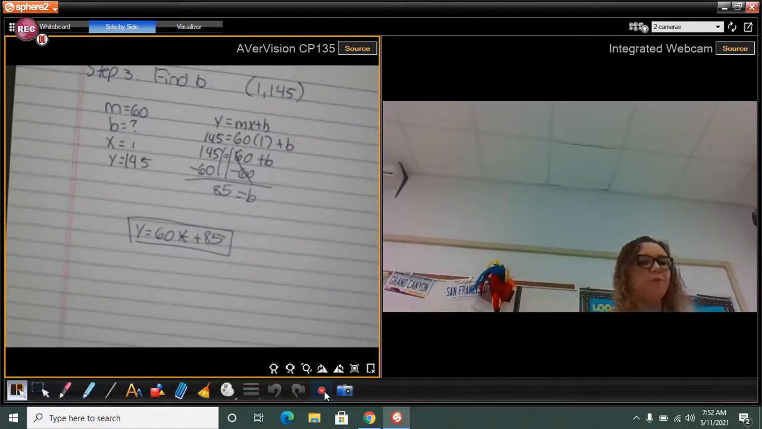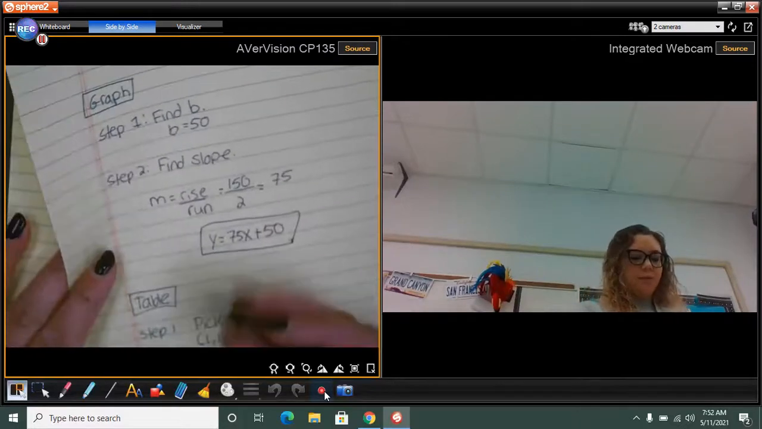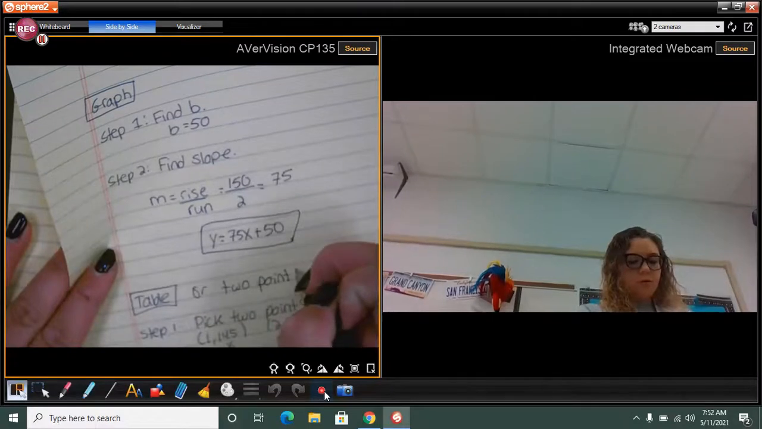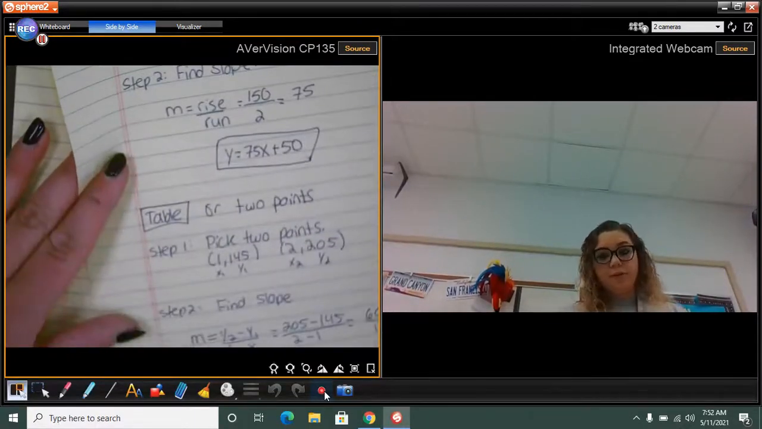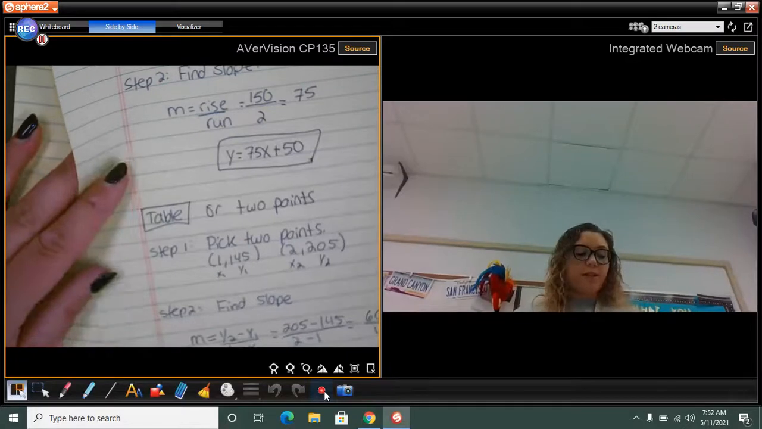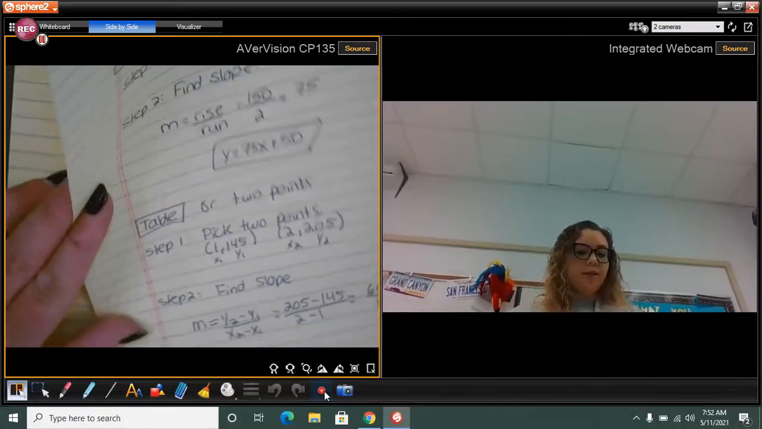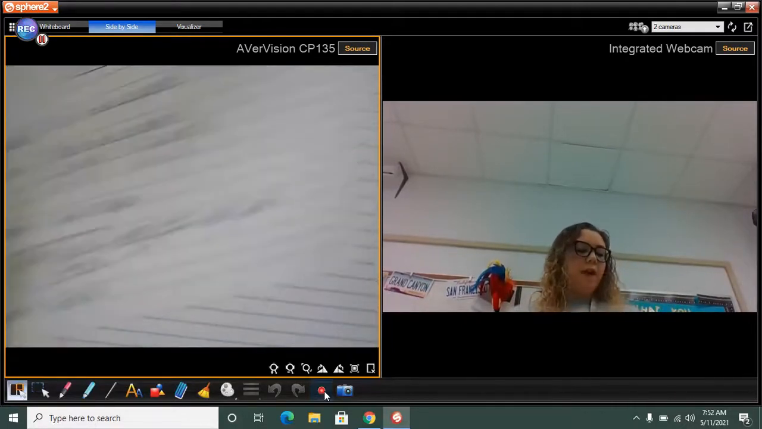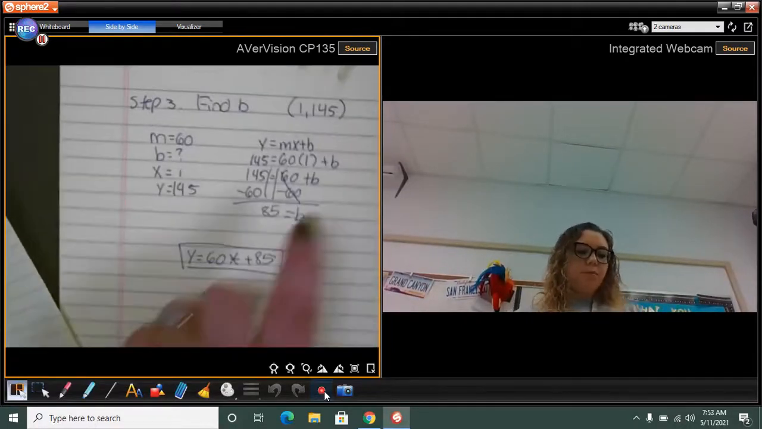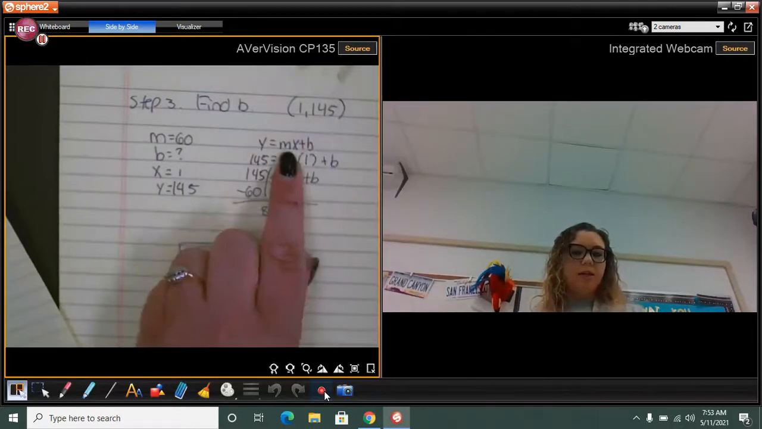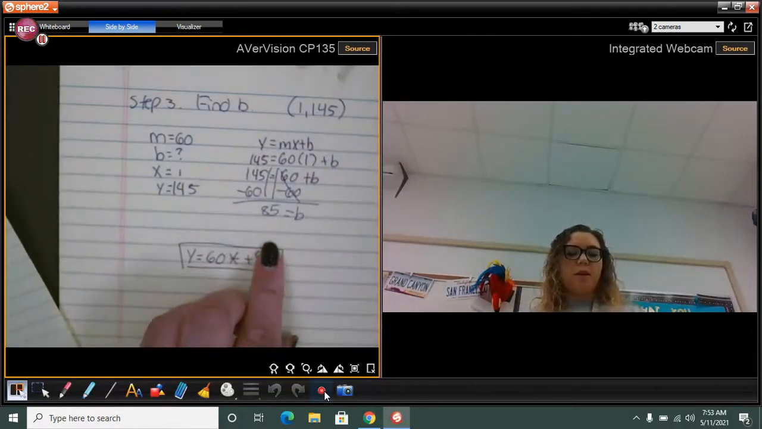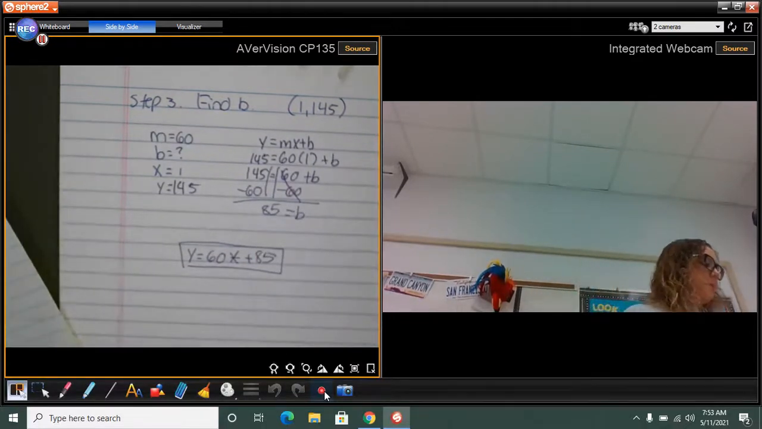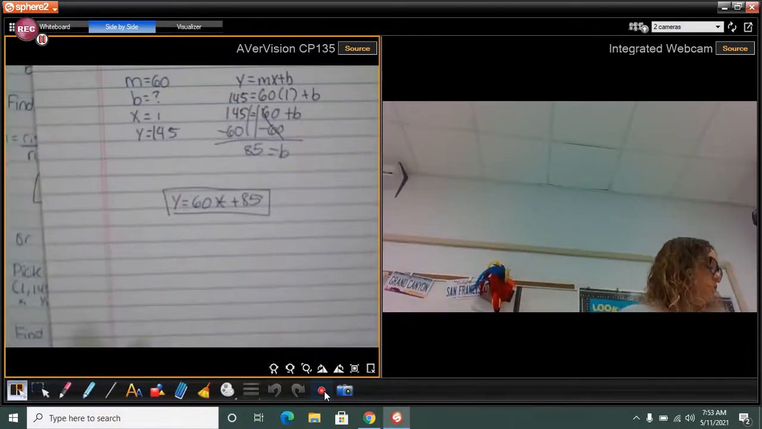Okay, if you're given a table or 2 points, so this is go table or 2 points. Okay, you're going to first pick 2 points. Okay, if they're already given you 2 points, then you can skip step 1. Step 2, you're going to find a slope using this formula, which you need to memorize. And then you're going to find b by picking 1 point, plugging it in, plugging your m in, and then solving for b. Then put your m and b into your equation, and you have your equation. Okay? And that's all we're doing today.